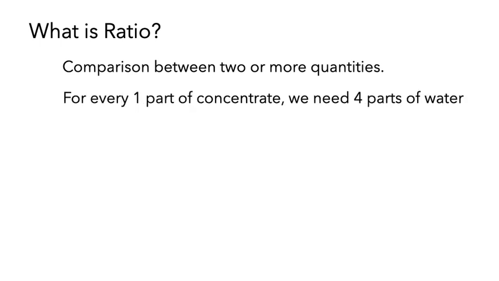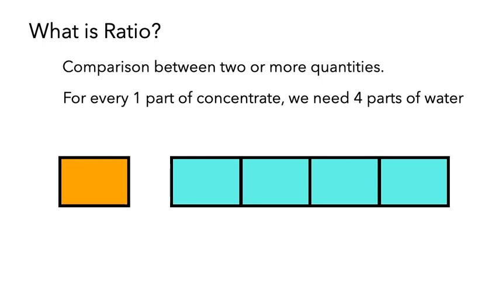So, an example might be for every 1 part of concentrate, we need 4 parts of water. And you'll often see ratios presented in this way, especially if you're new to ratios. So, this might look like one orange box and 4 blue boxes to represent for every 1 part of concentrate, we need 4 parts of water to make a drink. And you can obviously see from here that in a glass there'd be 4 times as much water as there would be concentrate. And overall in this particular ratio, we have 5 parts in this ratio.